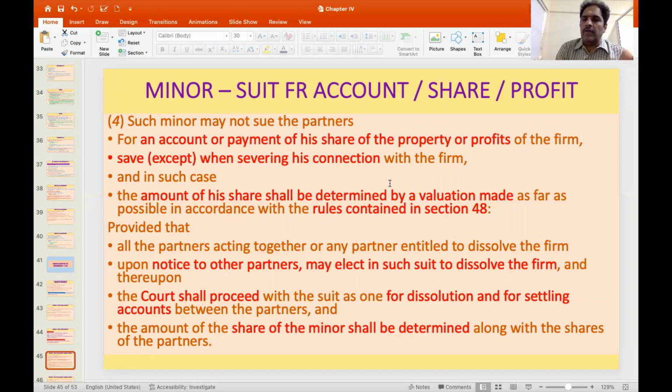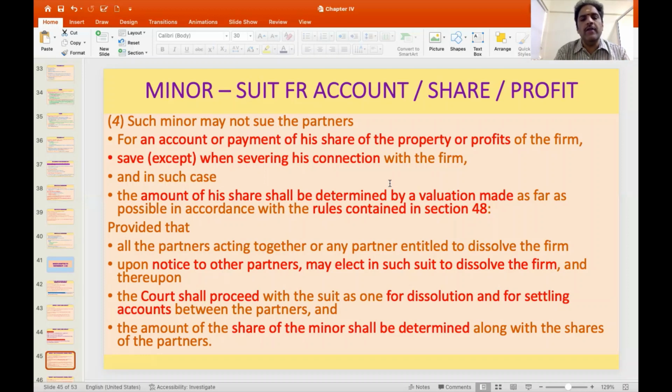So here, now the suit is provided. The provisos provide an opportunity for a partner to use this suit for dissolution of the firm itself, or for all the partners to agree to get the court to take up the matter as if it's a suit for dissolution of the firm.